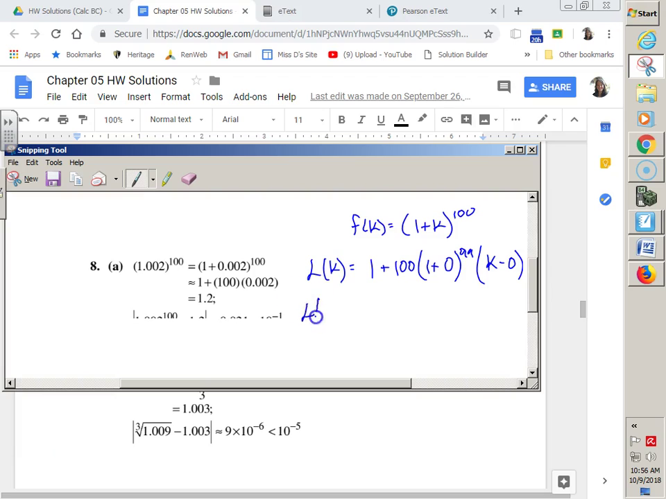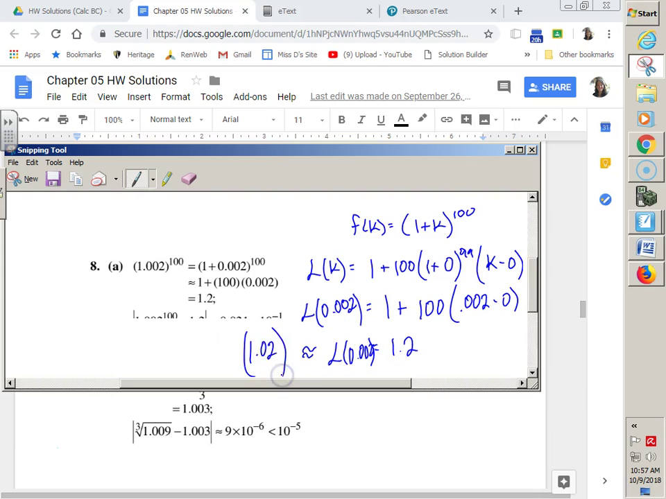Simplify it, because then they want you to actually use this to plug in 0.002, right? So you have 1 plus 1 to any power is still 1, so that's 100, and then you have your 0.002 minus. They just wanted you to solve. So then 100 times, wouldn't that be 0.2? Which is L of x, which is approximately 1.2. So the answer is 1.2 is a linear approximation for the function value, 1.002 to the 100th. Does that make sense?